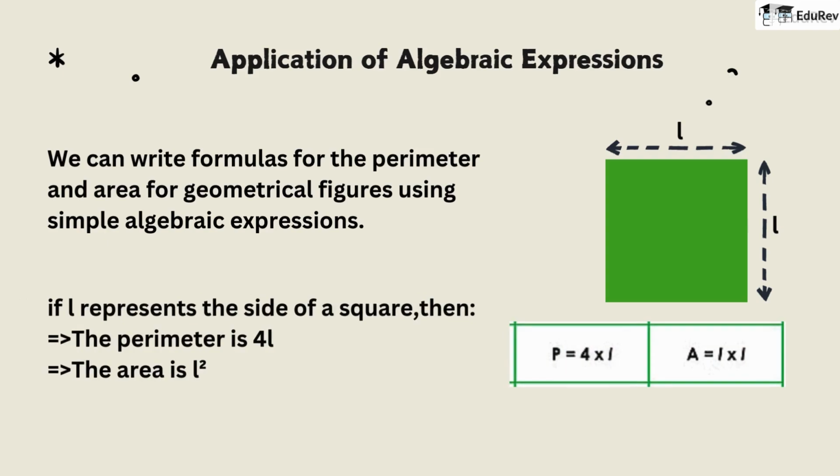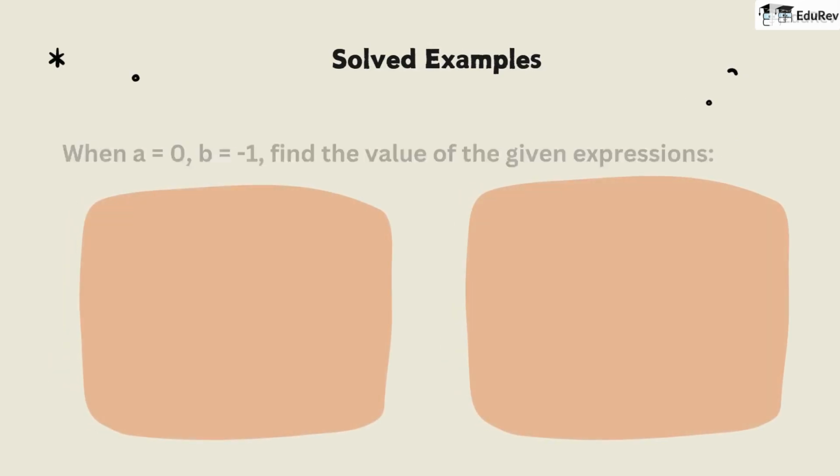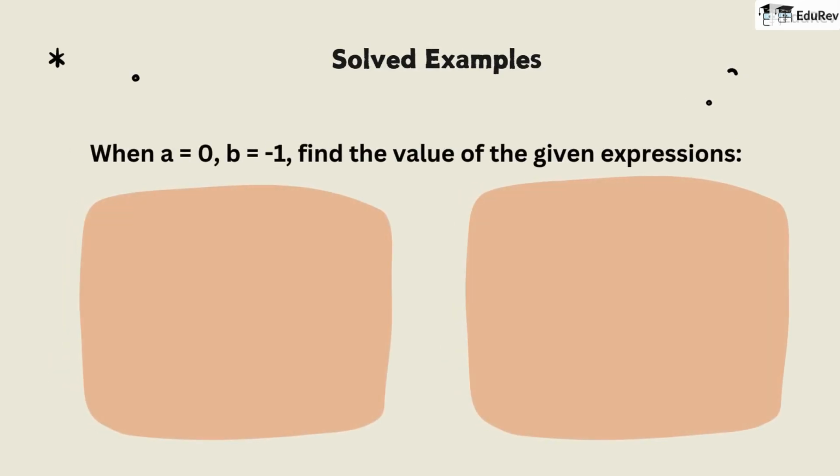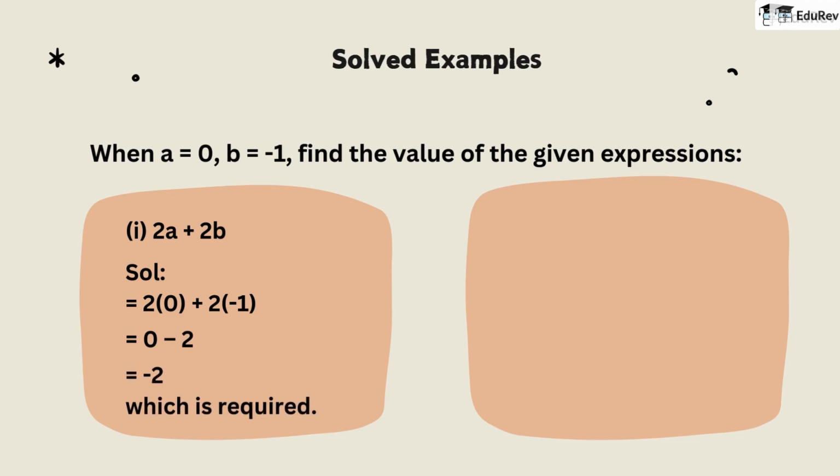Now, let's look at a solved example. If a is equal to 0 and b is equal to -1, we can find the value of the expression 2a plus 2b. Plugging in the values, we get 2 multiplied by 0 plus 2 multiplied by -1, giving 0 minus 2, which simplifies to -2. For another expression, 2a squared b plus 2ab, we substitute the values of a and b into the expression, giving 2 multiplied by 0 squared multiplied by -1 plus 2 multiplied by 0 multiplied by -1, which equates to 0.